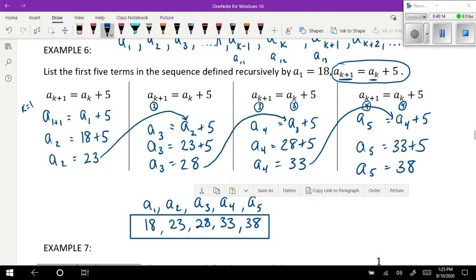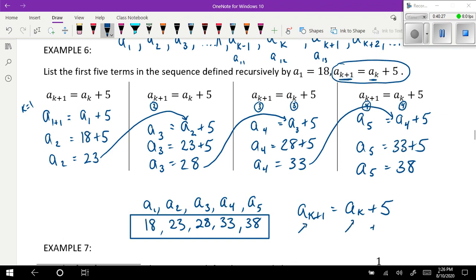Well, look at the recursive pattern. This a sub k plus 1 equaling a sub k plus 5 says in order to find the next term, you take the previous term and add 5. So recursive definitions are really kind of neat. Although when I ask you to create an equation or a definition for a sequence, I won't be asking for recursive. We will be asking for explicit.